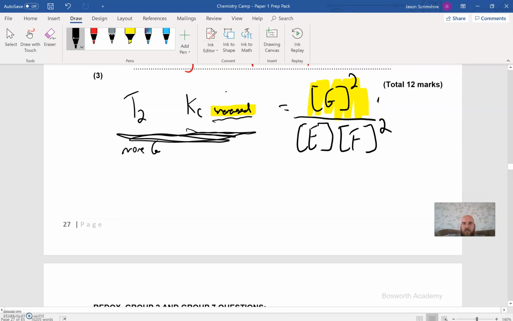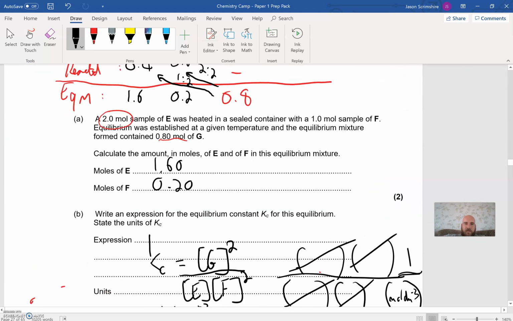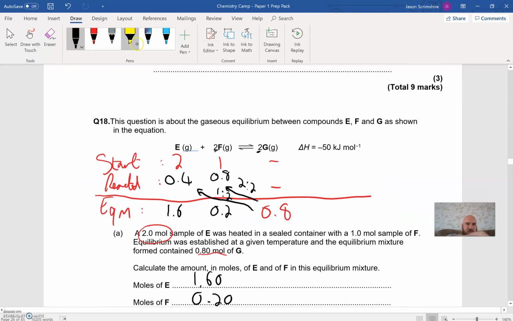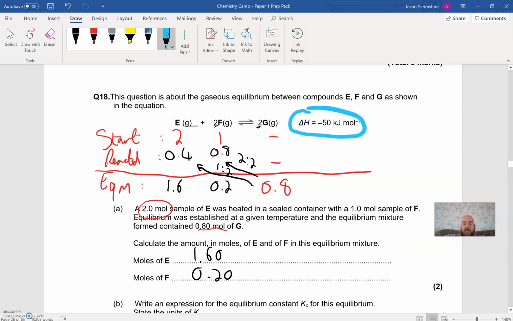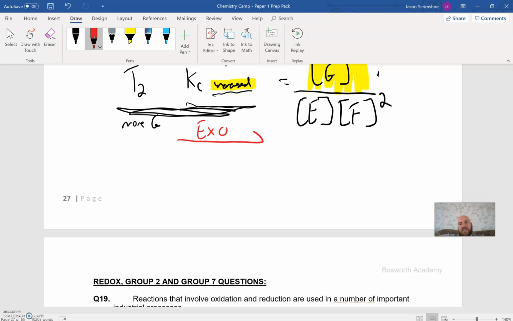So what does that actually mean in terms of whether T2 is higher or lower? Well, I need to go back to the start of this question and know the enthalpy change. So the enthalpy change, I can clearly see, is minus 50. So that's minus 50 going forwards. So now I know that it is exothermic going forward. So at T2, I get more G, which means it's going in the exothermic direction. So now I know that for that to happen, T2 must be a lower temperature.